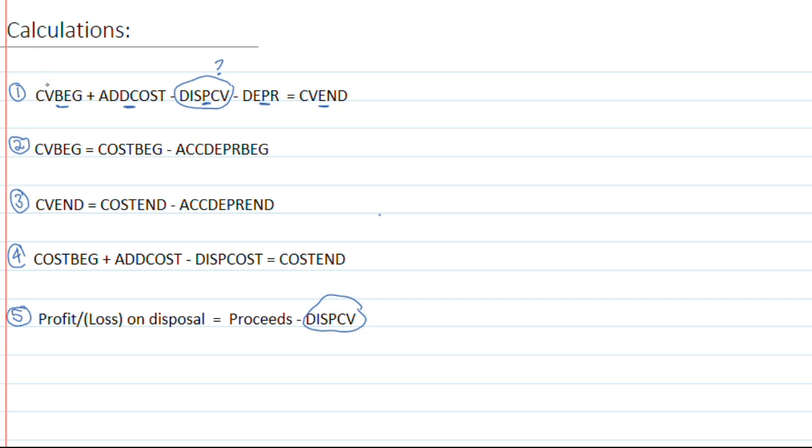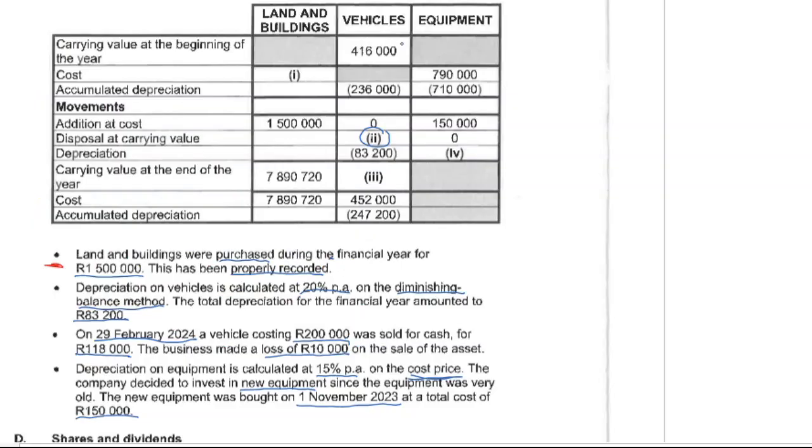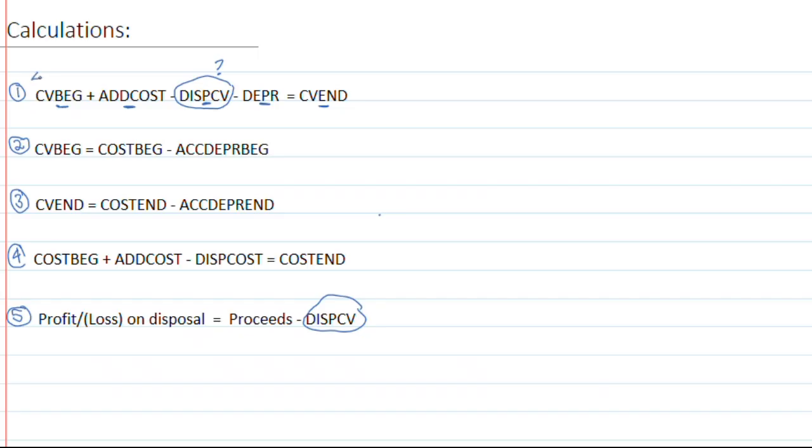Do we have a value for carrying value at the beginning of the year? Yes, we do. In the fixed asset note, the carrying value at the beginning of the year for vehicles is given as 416,000 rands.